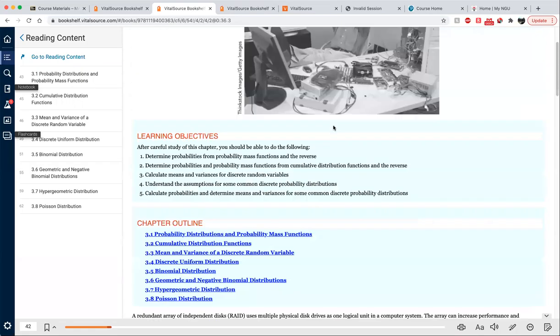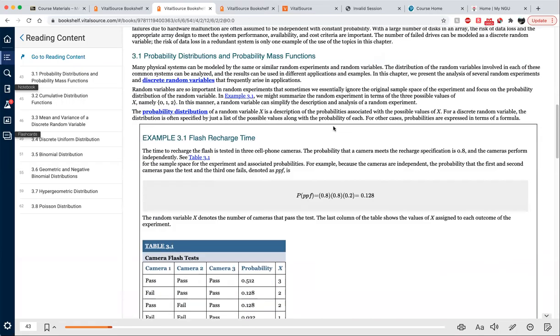All right, in this video, I'm going to cover section 3.1, probability distribution and probability mass functions. In chapter 3, we're going to study discrete probability distributions with discrete random variables. So what's a probability distribution? A probability distribution is a table or a graph showing the probability for each possible value of the random variable.